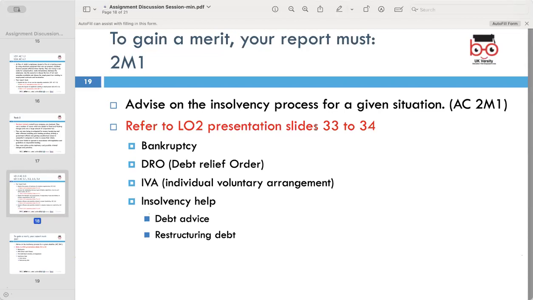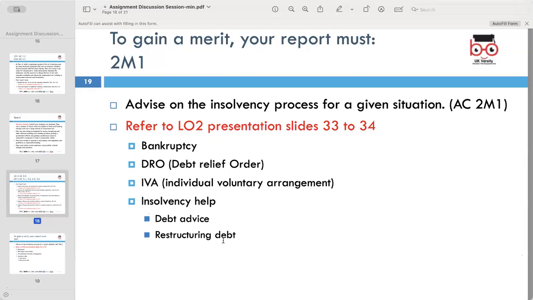It involves a legal declaration of inability to repay debts. IVA, individual voluntary arrangement, is a formal agreement between an individual and creditors. Discuss how an individual proposes to repay a portion of the amount, or how insolvency help, debt advice or structuring debts can assist.